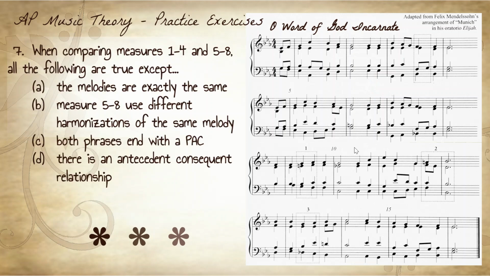Question 7. When comparing measures 1 to 4 and measures 5 to 8, all the following are true except A, the melodies are exactly the same. B, measures 5 and 8 use different harmonizations of the same melody. C, both phrases end with a perfect authentic cadence. Or D, there is an antecedent-consequent relationship.